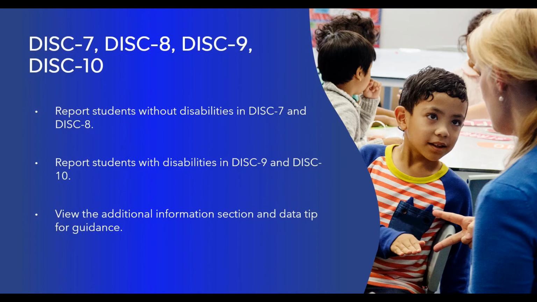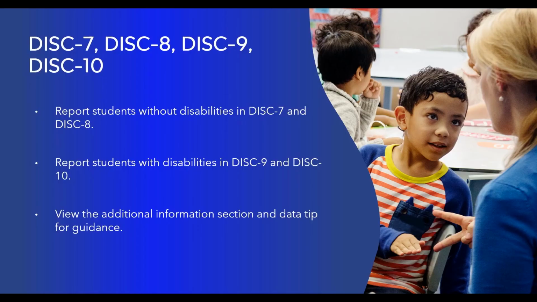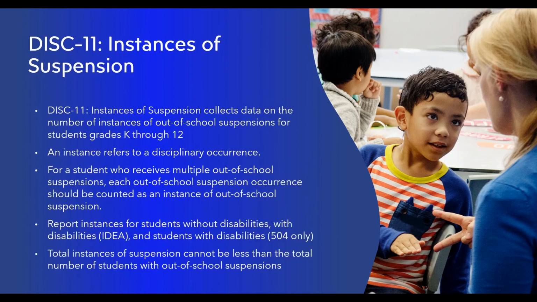DISC-7, DISC-8, DISC-9, DISC-10 collect data on corporal punishment, in-school suspensions, out-of-school suspensions, expulsions, and transfer to an alternative school for students grades K through 12. Report students without disabilities in DISC-7 and DISC-8. Report students with disabilities in DISC-9 and DISC-10. View the additional information section and data tip for guidance.